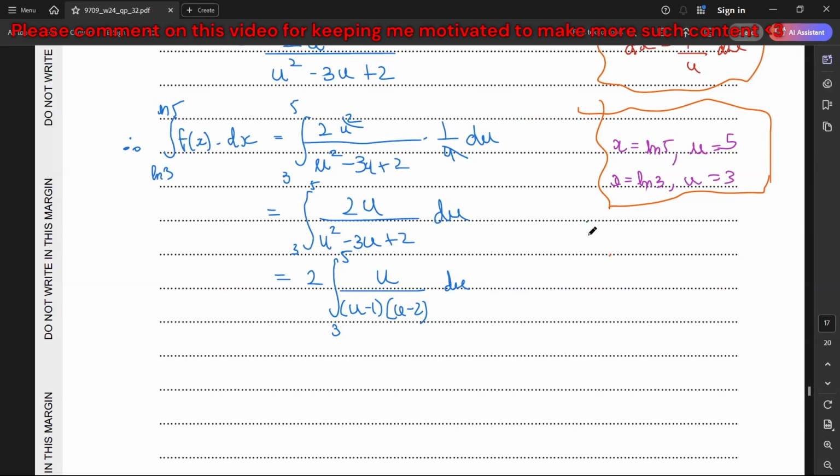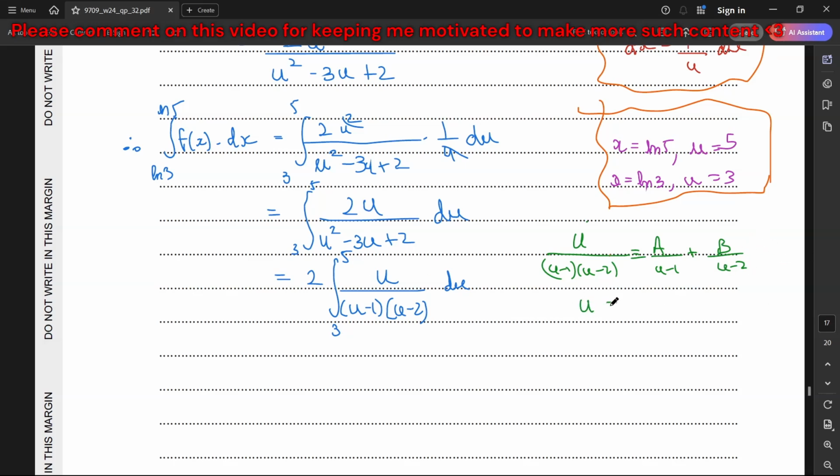So now I know that I can write this as u divided by u minus 1, u minus 2, and this is equivalent to saying a by u minus 1 plus b by u minus 2. Do I need to have plus c? No, this is a proper fraction. I don't need to do that.